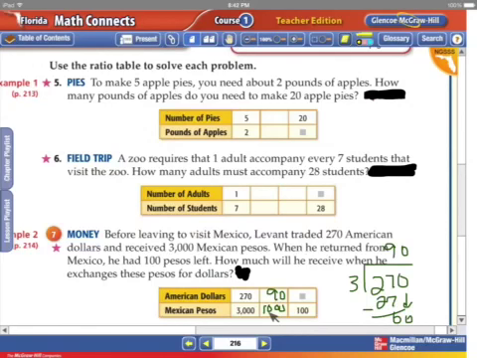So now we're going to go from 1,000 down to 100. Again, I'm going down in numbers, so I'm going to divide. In this case, 1,000, to get to 100, we have to divide that by 10. So we're going to do the same thing at the top. 90 divided by 10 will give us 9. So, when Levant got home and he had 100 pesos left and he went to trade it back for US dollars, he would have 9 US dollars left. And that's what he would get back.